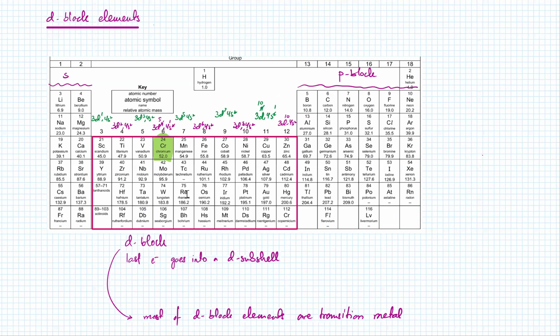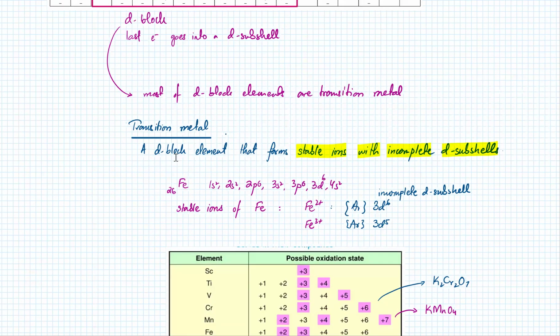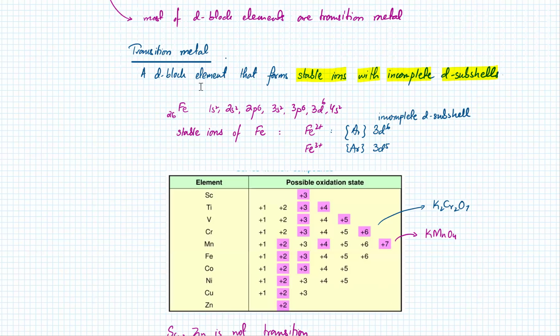They're not all transition metals. D block elements are elements where the last electron goes into a d subshell. So that is what is meant by d block. What is a transition metal? I told you by definition, it's a d block element that forms stable ions with incomplete d subshell. So the ions have to have an incomplete d subshell.